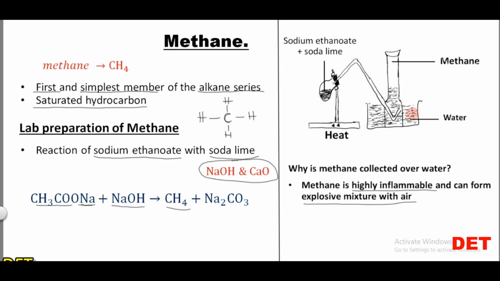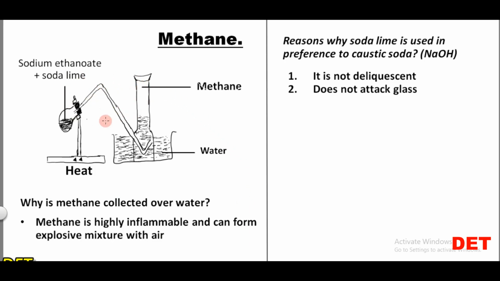Again, in the laboratory, methane is prepared by the reaction of sodium ethanoate with soda lime. This is very important, and you must know this equation. Soda lime is a mixture of sodium hydroxide and calcium oxide. This is sodium ethanoate. When it reacts with sodium hydroxide, it will give you methane and what? Sodium carbonate.